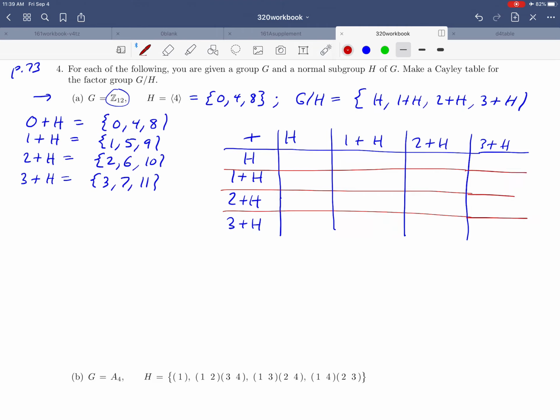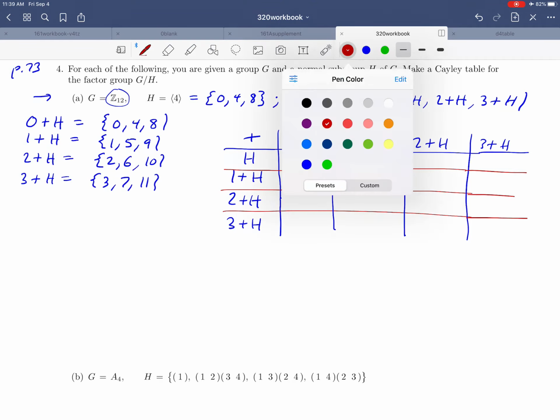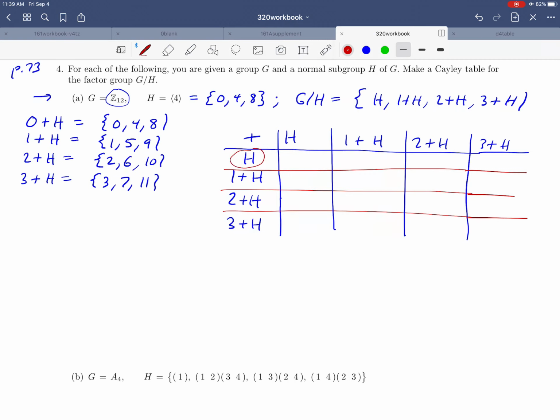Okay, so we're going to see if we can calculate those one by one. The first thing to maybe notice is that the coset H is really 0 plus H. If you add that to any other coset, you're going to get the same thing back again. It's our identity element. So the first row and the column are going to be fairly easy to figure out. Whoops, that's not H, that's 1 plus H. Okay, and let's see if we can fill in the rest of these.